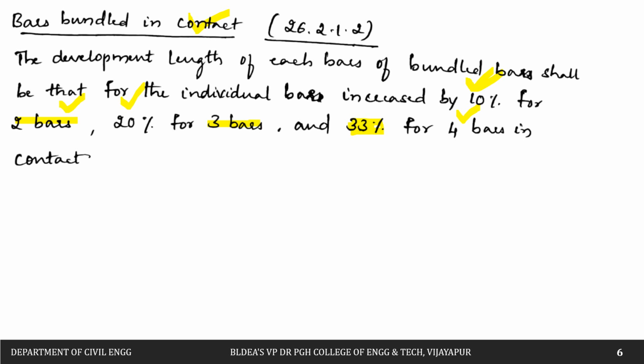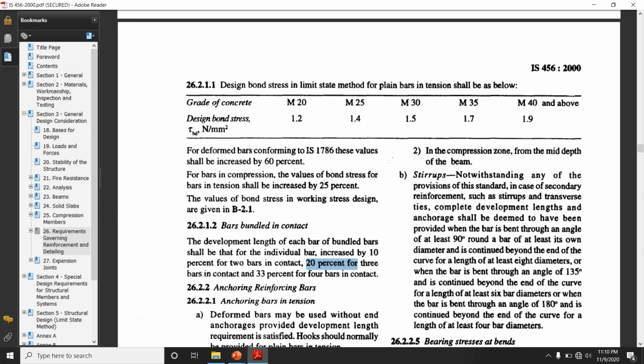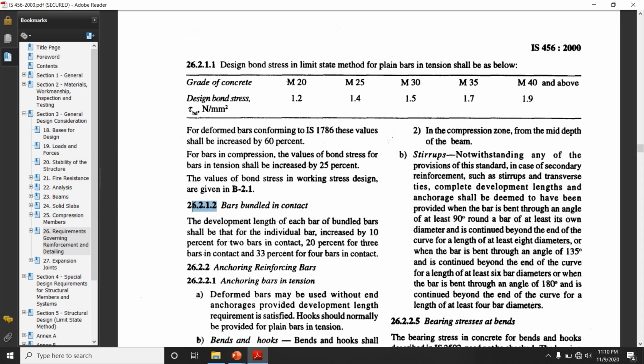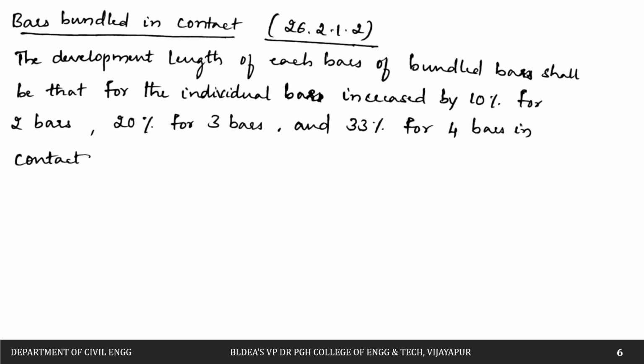So this is for bars bundled in contact in concrete, which is given in IS 456:2000, clause number 26.2.1.2. The clause I just showed, 26.2.1.2, gives everything I have just said.